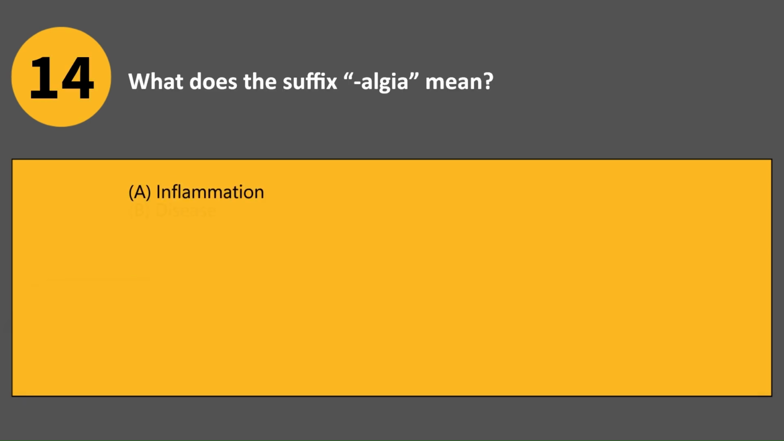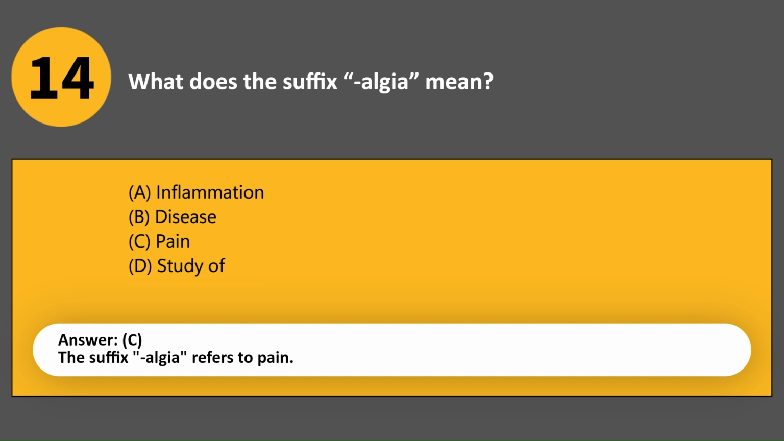What does the suffix -algia mean? A. Inflammation. B. Disease. C. Pain. D. Study of. Answer, C. The suffix -algia refers to pain.